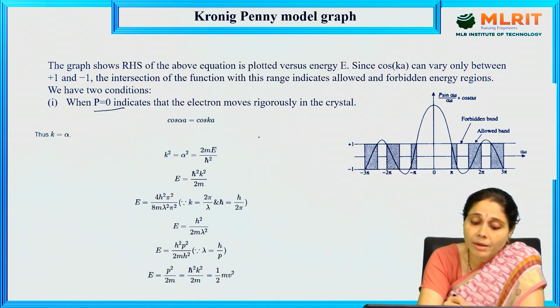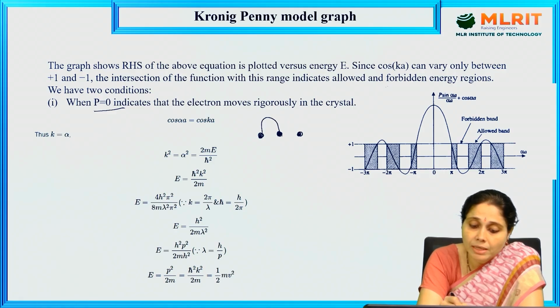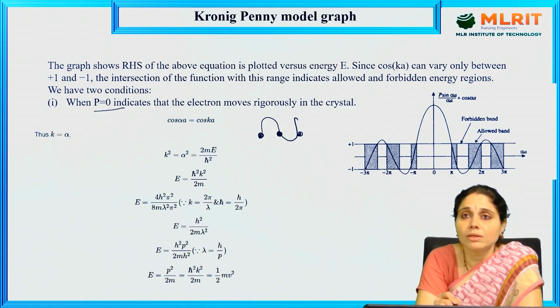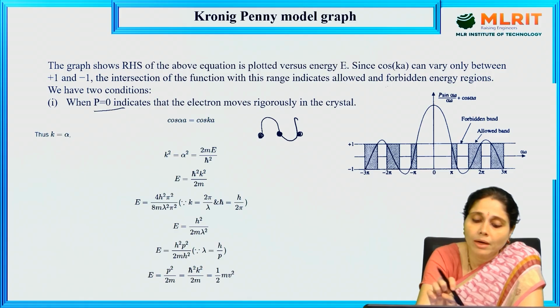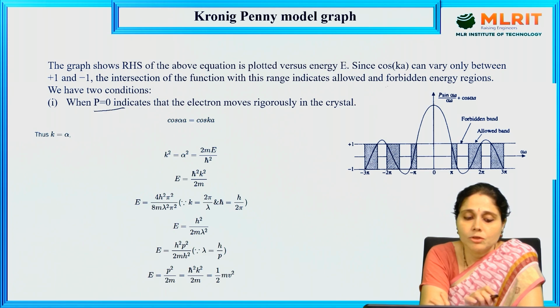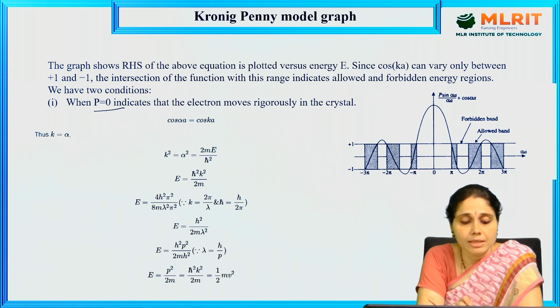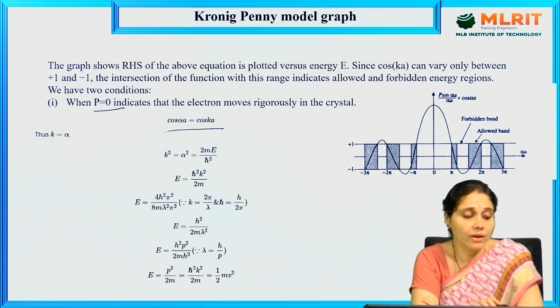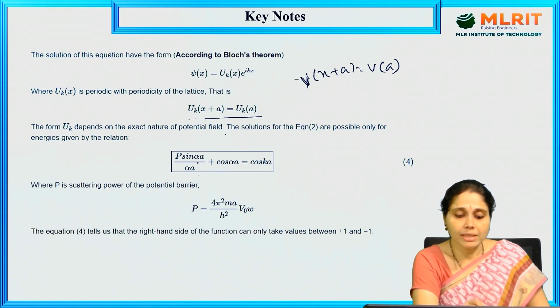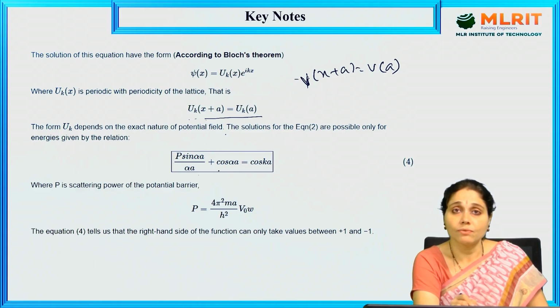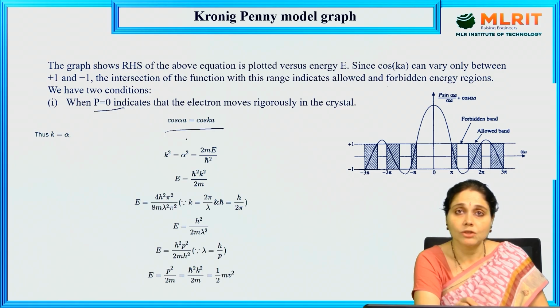So this is what we have already seen in the previous videos. Where there is regular repetition of crystals, these are the atoms that are situated, and if the potential energy is 0, then we can find the maximum electron movement, right? So P equals 0 indicates that the electron moves freely within the crystal. Within the equation P sin alpha A by alpha A plus cos alpha A equals cos Ka, if we keep P as 0, then cos Ka equals cos alpha A.